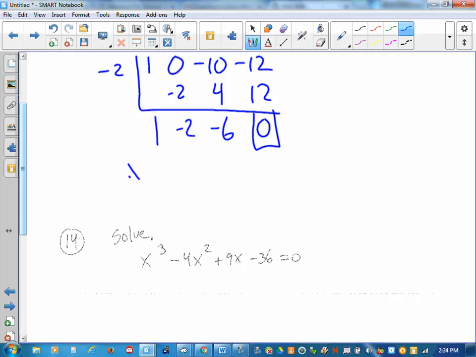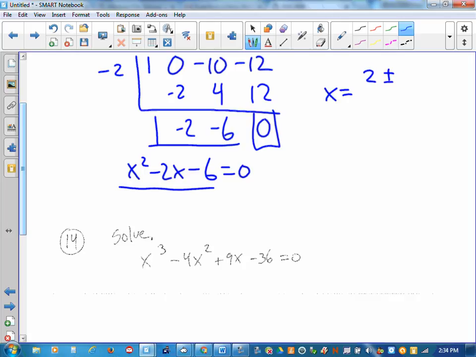So I have x squared minus 2x minus 6 from these numbers here. Set that equal to 0. Well, guess what? That quadratic does not factor, so I do the quadratic formula. So I get x equals negative b, which would be a double negative, 2, plus or minus the square root over 2a, which is 2. The b squared minus 4ac is the discriminant, and in this case, it should be 28.